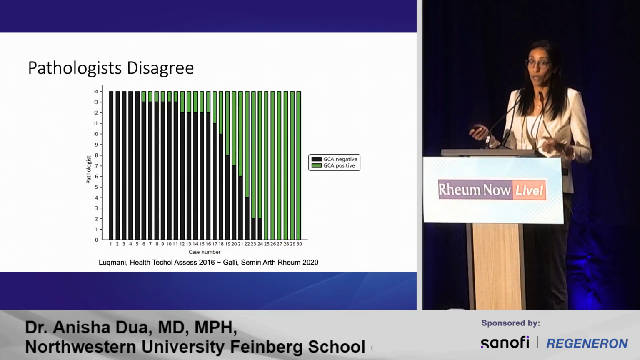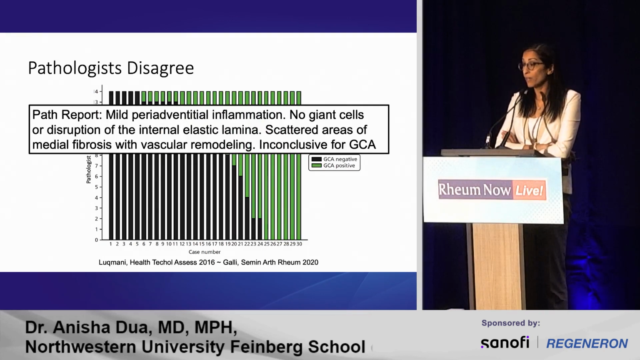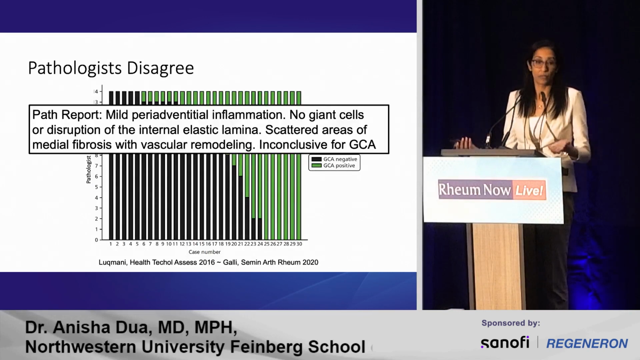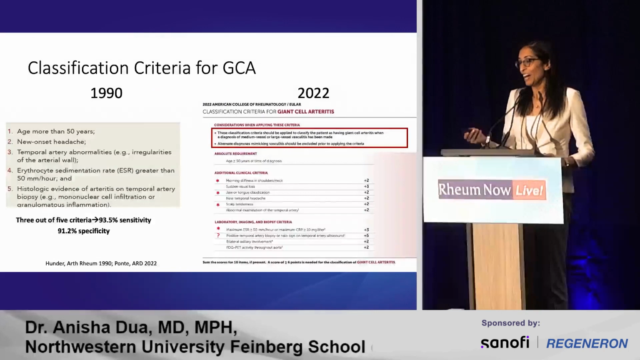So we're putting a lot of weight on these pathologic diagnoses, and there is just some discrepancy here, and that becomes even more difficult when the read says something like this: mild periadventitial inflammation, no giant cells or disruption of the internal elastic lamina, scattered areas of medial fibrosis with vascular remodeling, inconclusive for GCA. And you're going to get these results, and you're going to be like, okay, what do I do with that?